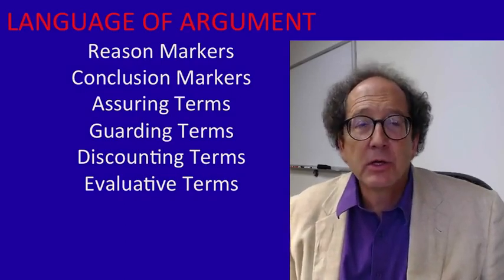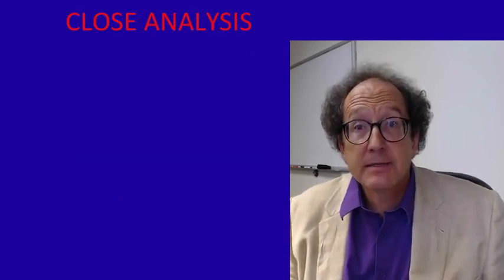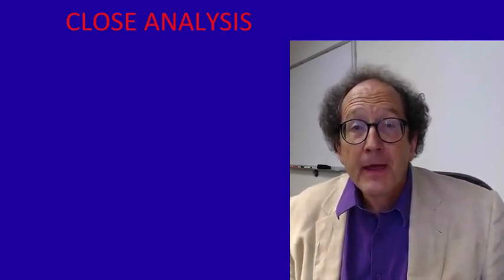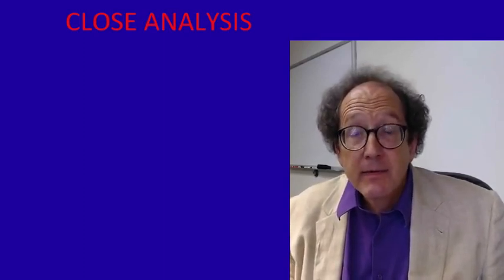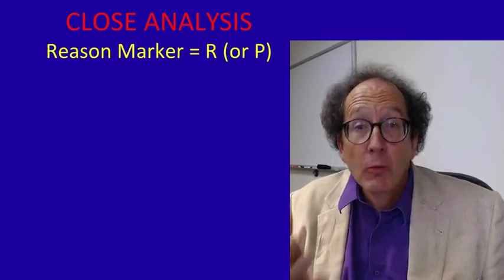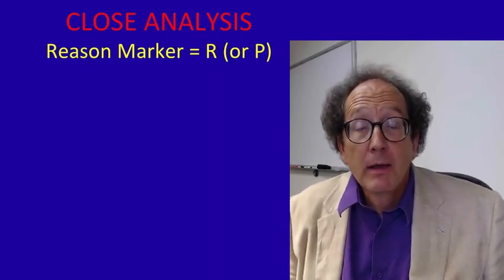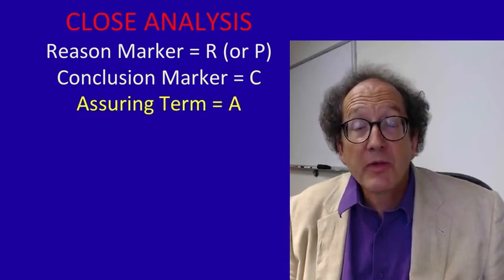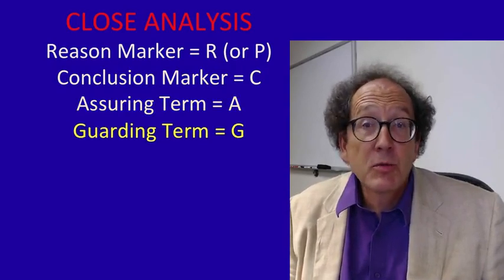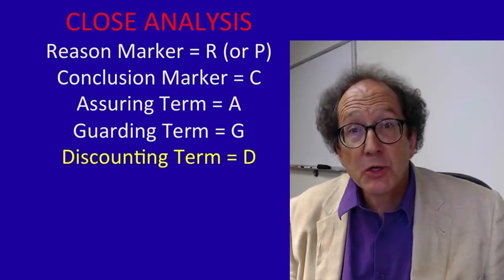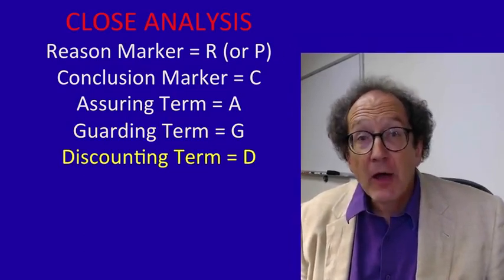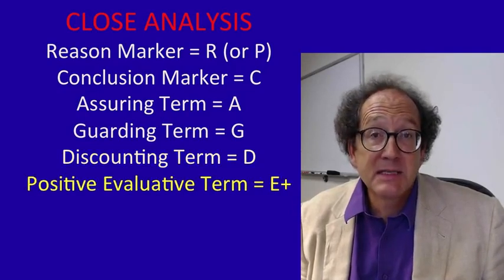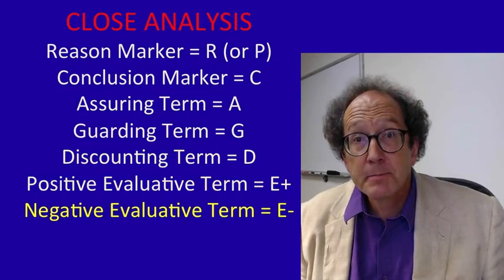And to do that, we're going to learn a method called close analysis. And what you do with close analysis is you simply take a passage and you mark the words in that passage that play those roles. So a reason marker you can mark with an R, and a conclusion marker you can mark with a C, an assuring term you mark with an A, a guarding term you mark with G, a discounting term you mark with D, an evaluative term you mark with E, and if it's clear you put a plus or a minus to indicate whether it's positive evaluation or negative evaluation.